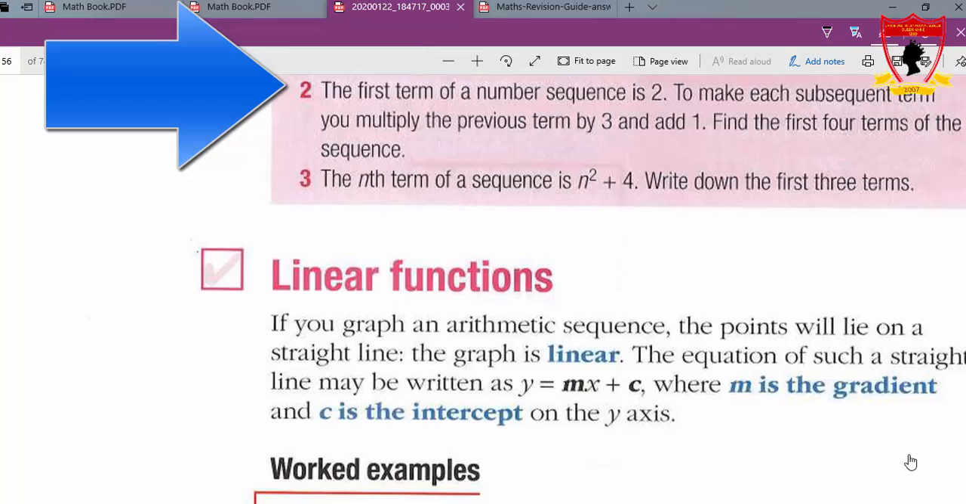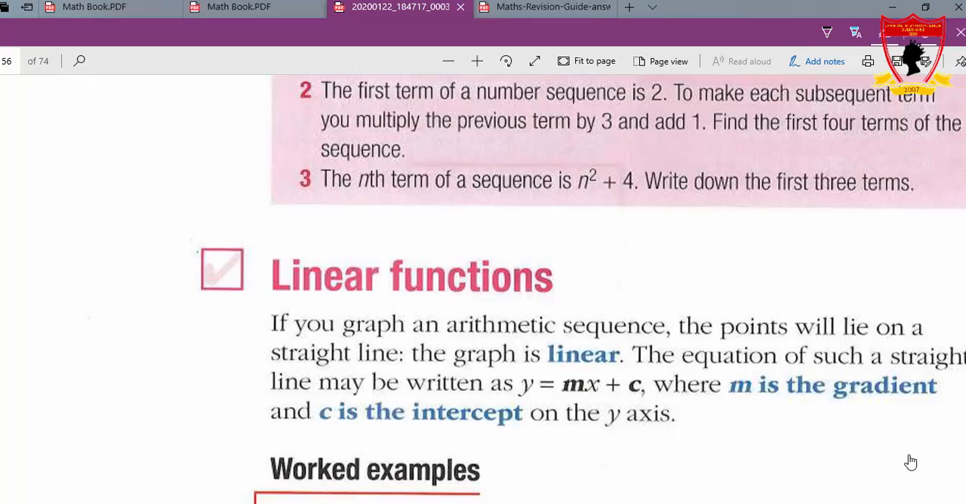Question 2. The first term of a number sequence is 2. To make each subsequent term, you multiply the previous term by 3 and add 1. Find the first 4 terms of the sequence. So let's follow this description to create the sequence. The question says first term is 2. So this is the first term. Then each term should be multiplied by 3, added by 1 to get the next term. 2 times 3 is 6, plus 1, 7. 7 times 3 is 21, plus 1, 22. 22 times 3 is 66, plus 1, 67. So we got the first 4 terms of the sequence.